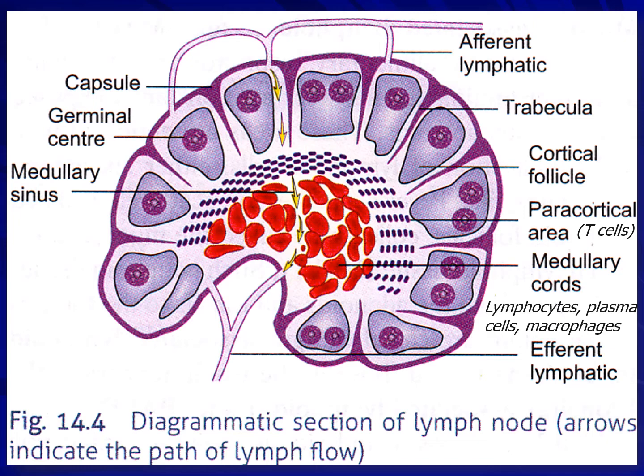There is an afferent lymphatic and an efferent lymphatic, and the lymphocytes, plasma cells and macrophages are all in these medullary cords. Whenever the lymph moves, it enters from the afferent lymphatic, then whatever function has to happen with the T cells and the B cells in this lymph node takes place, and then from the efferent lymphatics the lymph comes out.